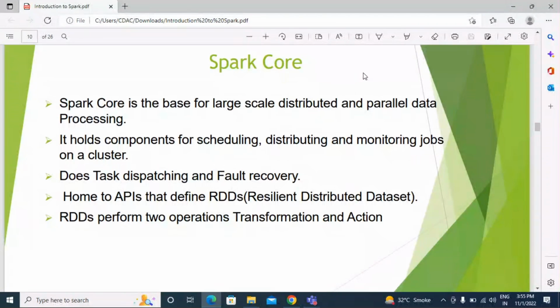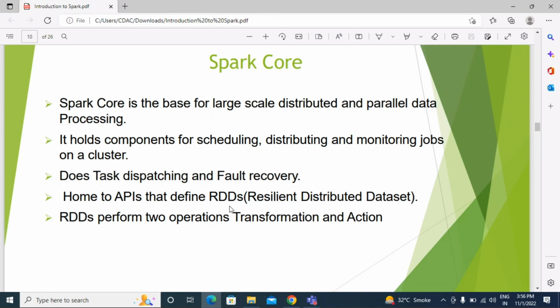So that's where Spark Core is a crucial component. Over your Spark Core, all your other components, Spark SQL, streaming, ML libraries, and graph, are basically working. It does task dispatching and fault recovery. So if any kind of fault occurs, Spark Core handles that. Task dispatching basically means deciding which task needs to be dispatched to which data node or worker node, and that is done by Spark Core.